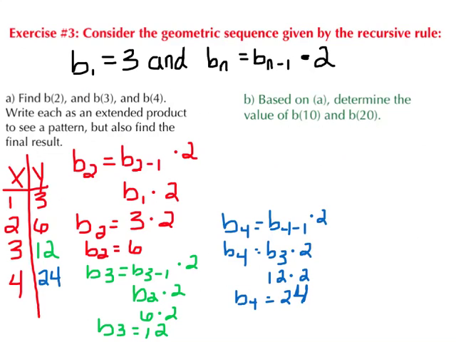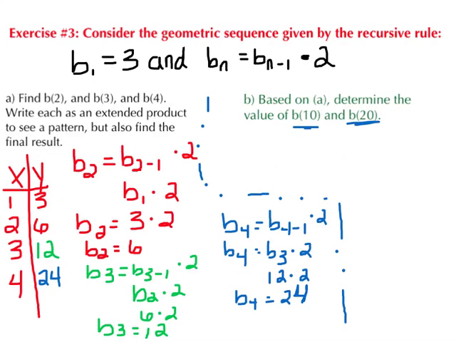So that's b sub 2, 3, and 4. Now in B, they would like you to find, based on what we determined the value in A, find b sub 10 and b sub 20. Well, here's the problem. In order to find b sub 10 and b sub 20 using the recursive formula, we have to know b sub 9 and we have to know b sub 19.